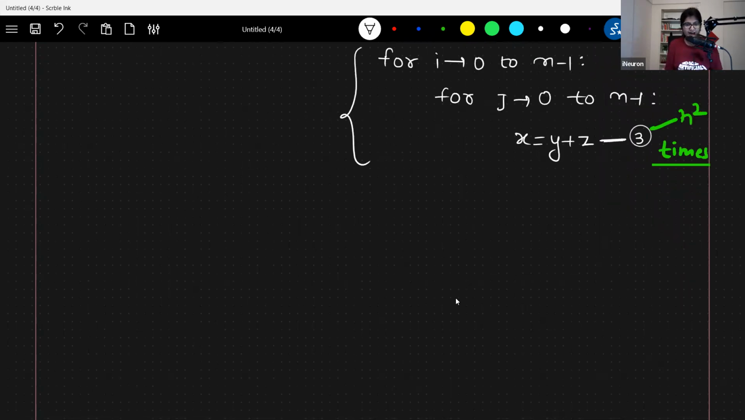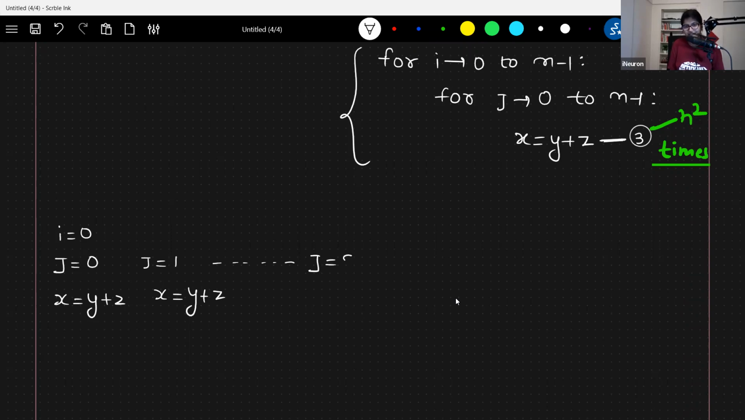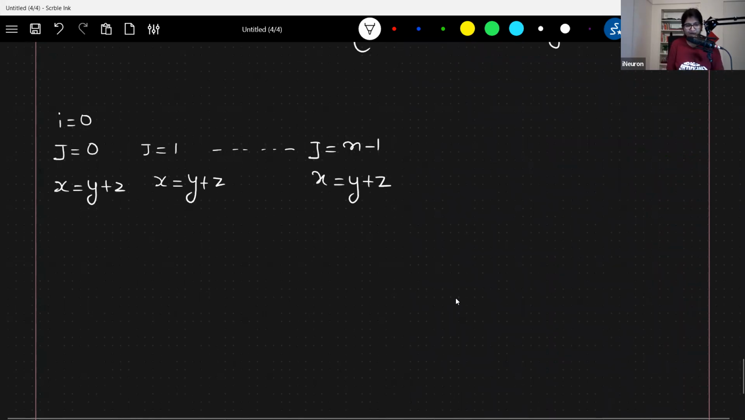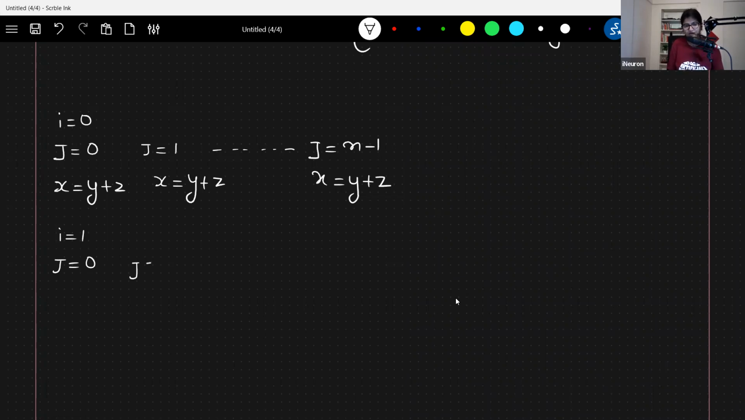Usually how this will work, the i value will start from 0. It will go inside the other for loop where the value of j will start from 0. Now, inside that, the x is equal to y plus z statement will be executed. Now j will be 1. Again, this statement will get executed, until the value of j becomes n minus 1. After that, the i value will get upgraded from 0 to 1. And again, the value of j will run from 0, 1, up to n minus 1. And again, x is equal to y plus z will keep on executing.